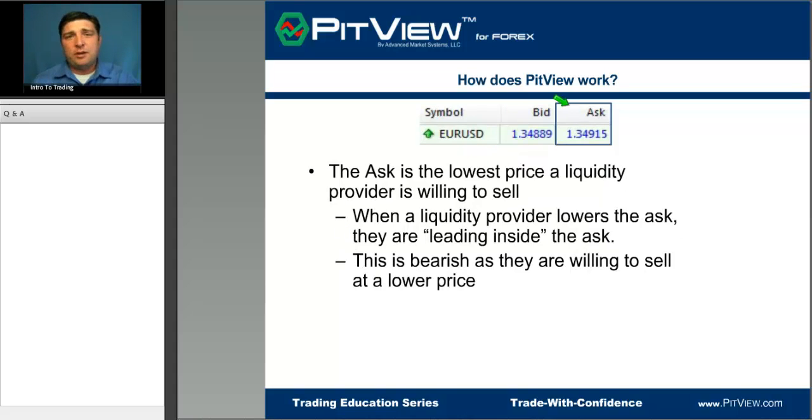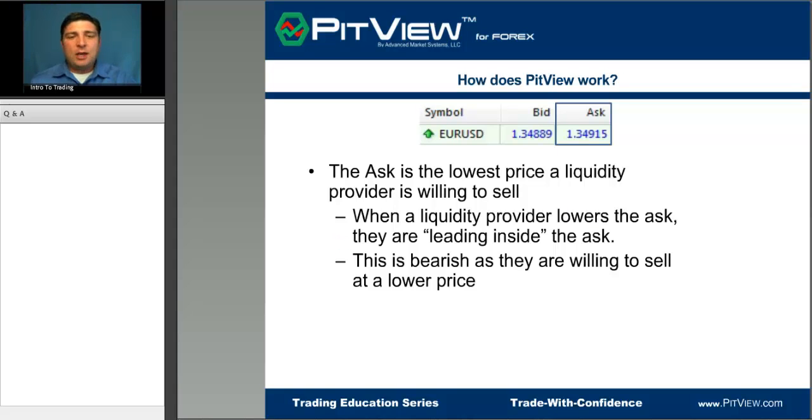Now, us as the retail public, again, we're used to buying at this price, but what is that price telling us? Well, that price that's getting disseminated to us is telling us the lowest price at which a liquidity provider is willing to sell. Now, in this case, we have the ask price of 1.34915. Now, when that liquidity provider lowers that ask, maybe by just a fractional pip, they are leading inside that ask price. What does that mean to us? Well, that means that this is bearish because they are lowering the price at which they're willing to sell. They're willing to sell at a lower price. This is why markets go down, from supply exceeding demand, people willing to sell at lower prices. So this would be bearish.